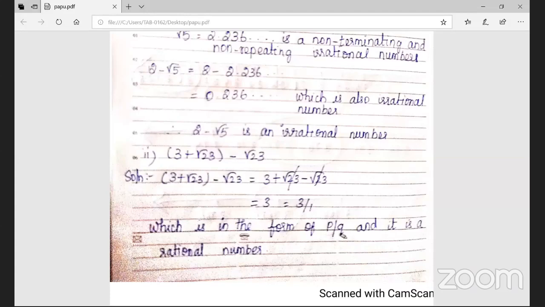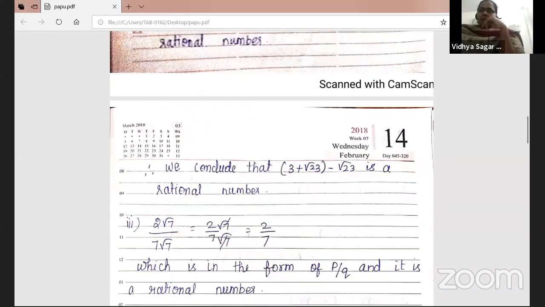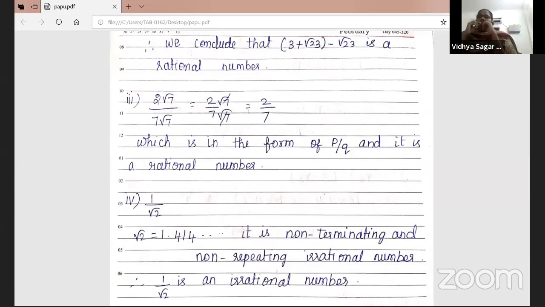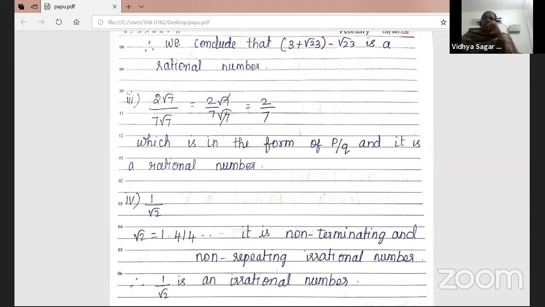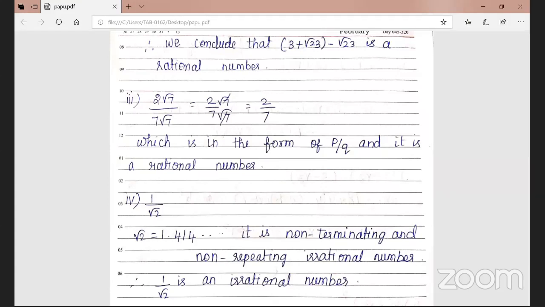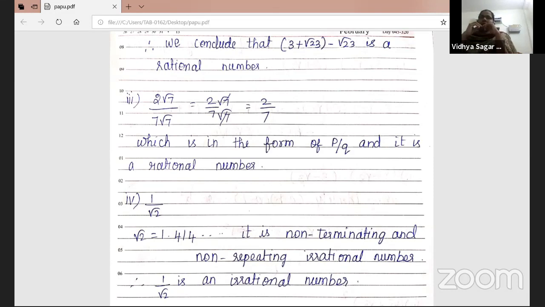Now next, your third one. 2 root 7 by 7 root 7. It is in the form of p by q, so we can easily identify. Root 7 and root 7 will get cancelled. So we get 2 by 7, which is in the form of p by q. It is a rational number.